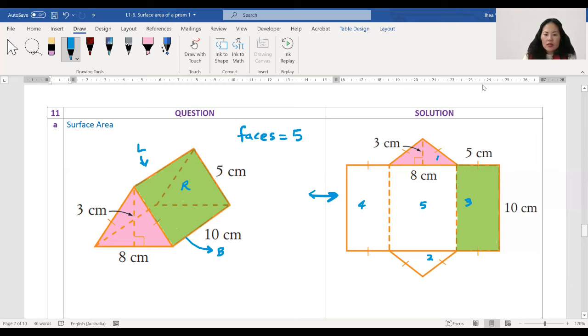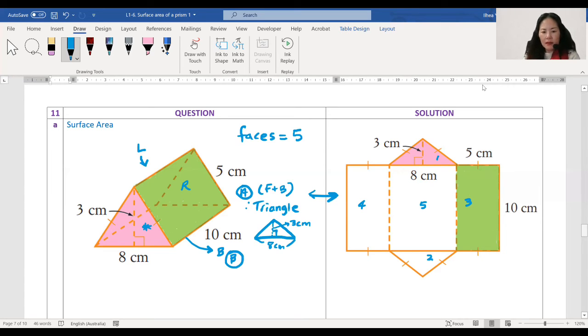Okay, so let's have a look. I'm going to look at the triangle first, the front and the back. I'm going to draw my triangle right now, and it's got that perpendicular. So I'm looking at this right now. My height is 3 centimeters, my base 8 centimeters.